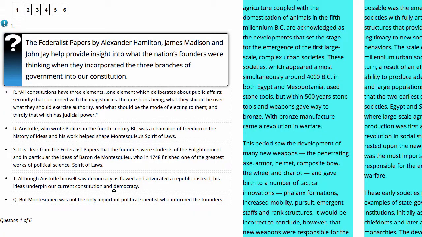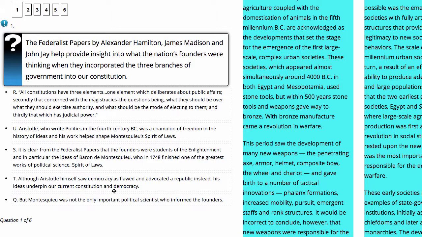The Federalist Papers by Alexander Hamilton, James Madison, and John Jay help provide insight into what the nation's founders were thinking when they incorporated the three branches of government into our Constitution. Let's find the first follow-on sentence, the first piece in the framework, and if you don't get the first piece correct, then nothing else that follows will be correct. So let's focus on this first follow-on.